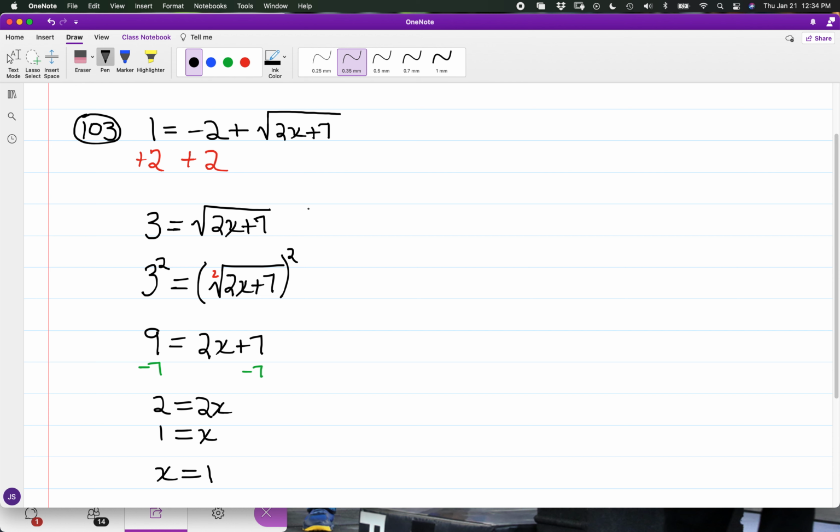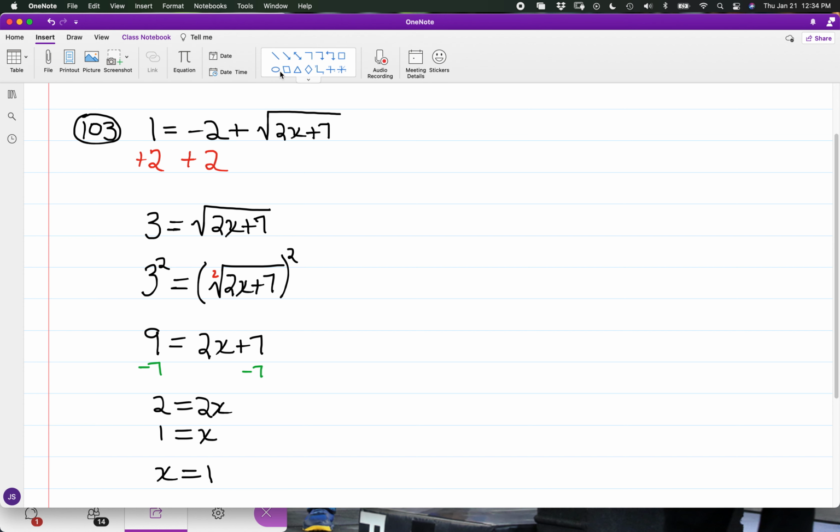And you can always go back and check. So you have 2 times 1 is 2, plus 7 is 9. And the square root of 9 is going to be 3. Negative 2 plus 3 is equal to 1. So the right-hand side is equal to 1 whenever x is equal to 1, and that matches up with what we have on the left-hand side in this equation. So x equals 1 is the solution.